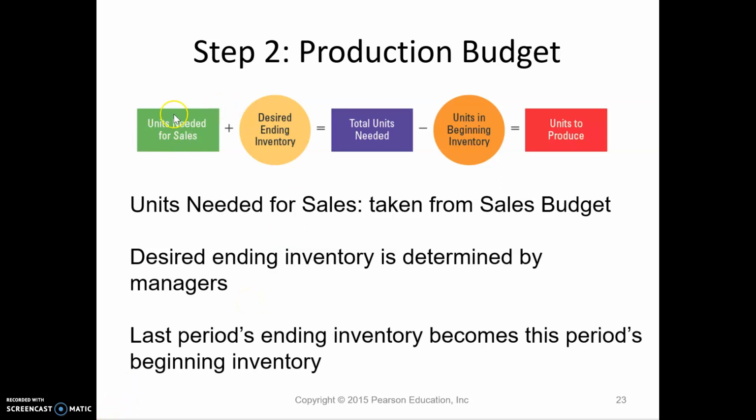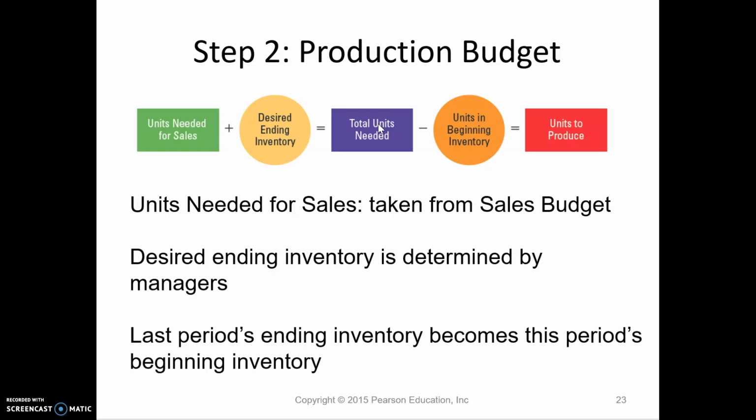But we don't want to just have enough on hand to make our sales demands. We want to have a little bit of cushion. We do want to have an amount of ending inventory left at the end of the month. So the desired ending inventory is determined by the managers. Usually it's a certain percentage of the production for the next period that we want to have in our desired ending inventory. So the units we need for sales plus our desired ending inventory, that's the total units we need. We're trying to figure out what we need to make.